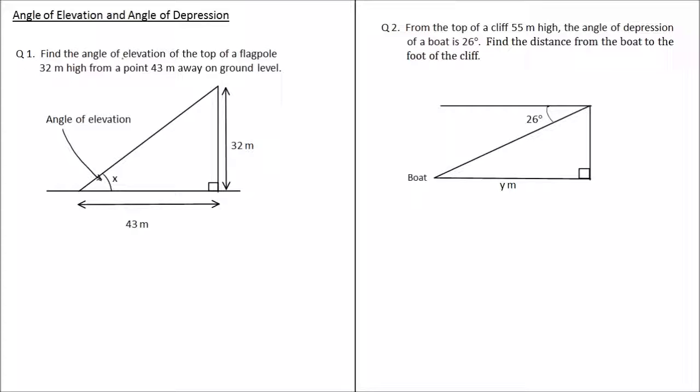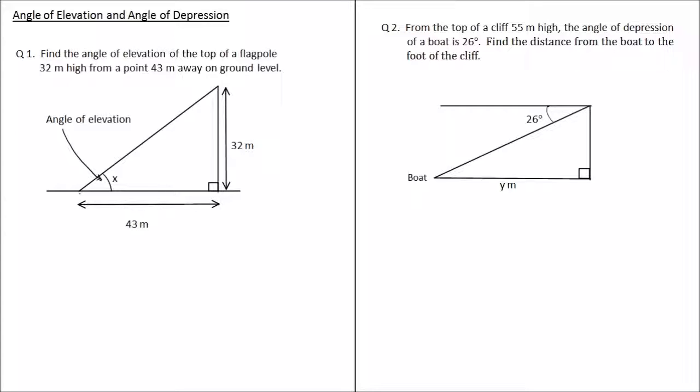Find the angle of elevation of the top of a flagpole 32 meter high from a point 43 meter away on ground level. So I've drawn the diagram here. This line represents the flagpole. It is 32 meter high, and the observer is here at a distance 43 meter away.